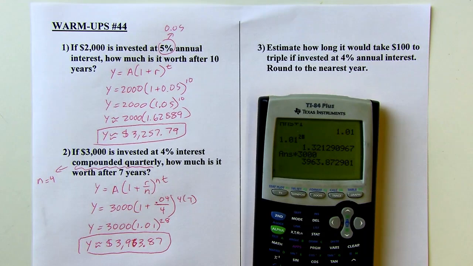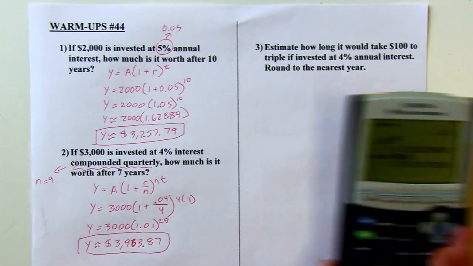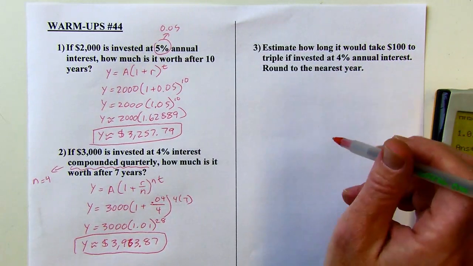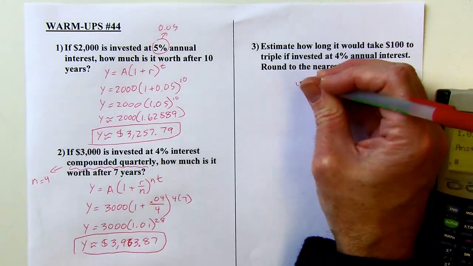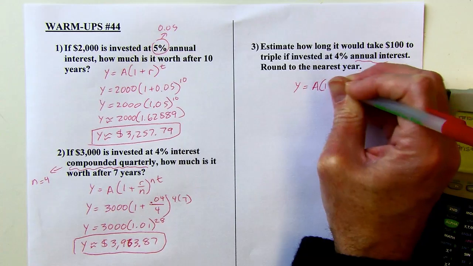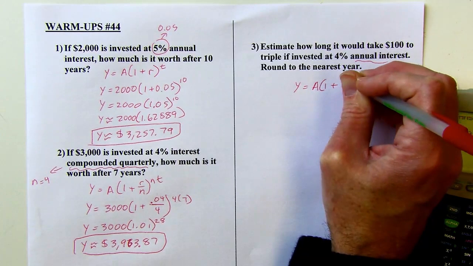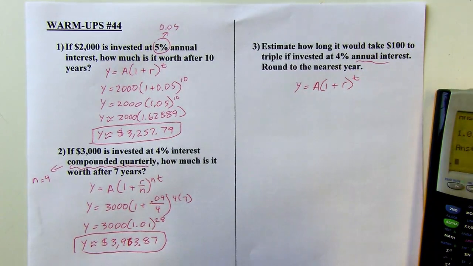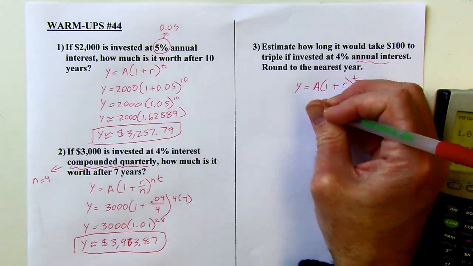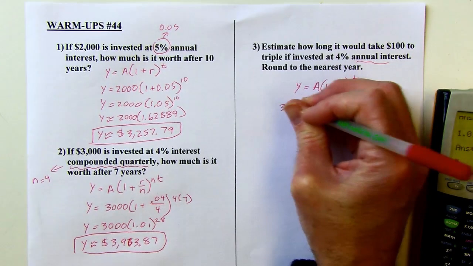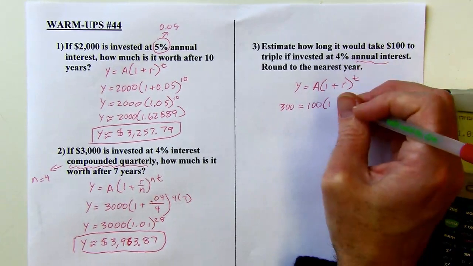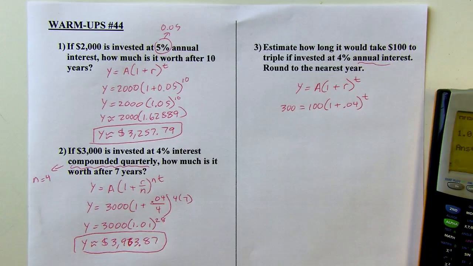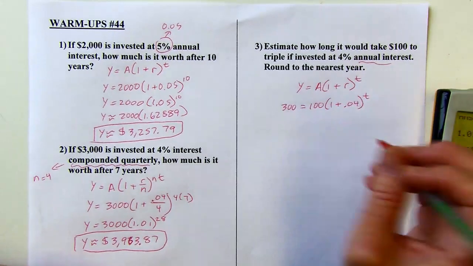Okay. All right. Next up, estimate how long it would take for $100 to triple if invested at 4% annual interest. So annual interest, going back to this. I don't need the N's in there because they would just be 1s anyways. So it would simplify to that. Okay, so our initial amount is 100. Our final amount is going to be 300 because it's going to triple. Okay, and we know that the rate is 4%, so 0.04. So all we're trying to figure out here is the time. Okay, let me simplify this a little bit.